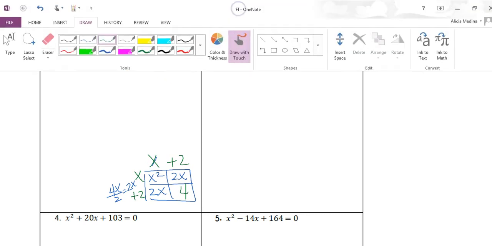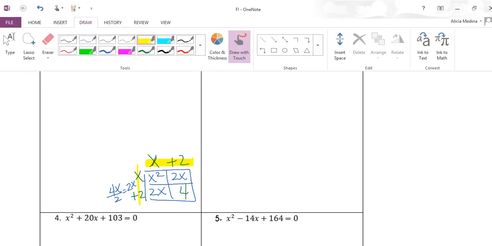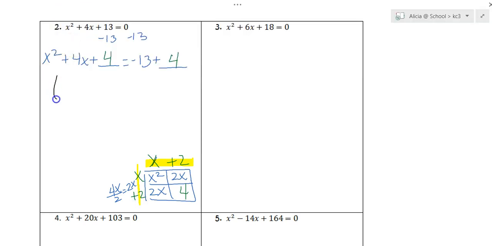Then the next step is rewriting the perfect square trinomial. That perfect square trinomial comes from whatever I have on the side of my Punnett square box. So this is just going to be x plus 2. There were 2 of them on each side, so I'm going to square it. Negative 13 plus 4 is a negative 9.